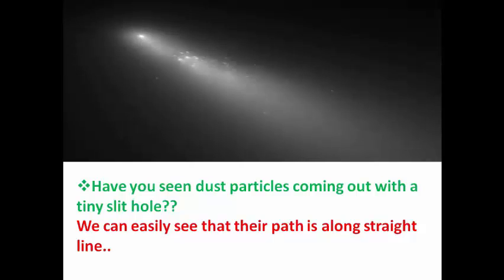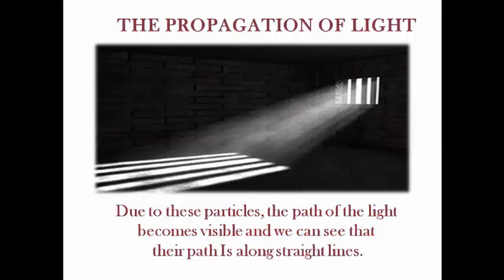Have you seen this dust particle coming out with a tiny slit hole? Yes, you can see this. We can easily see that their path is along the straight line. Due to these particles, part of the light becomes visible and we can see that their path is along the straight line. This is called the propagation of light.